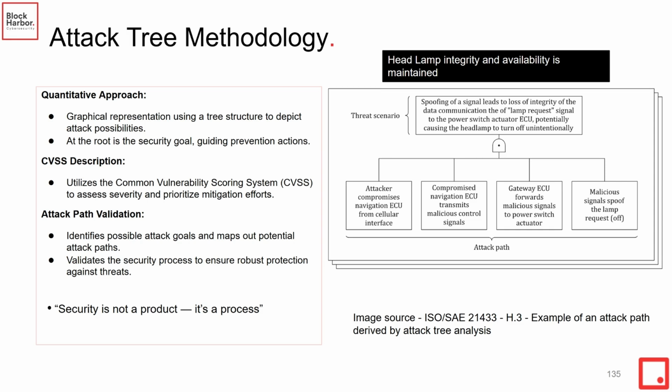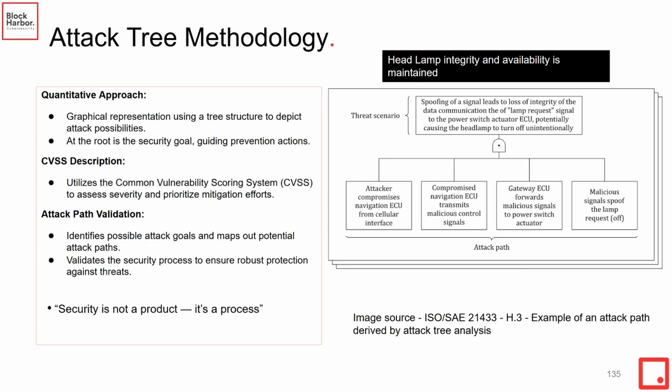Each branch represents different pathways an attacker might take to achieve that goal. By visualizing these attack paths, we can better identify vulnerabilities and prioritize mitigation efforts. Each subsequent branch represents an attack vector or step that an attacker could take. To assess the risk associated with each path, we can use the Common Vulnerability Scoring System.